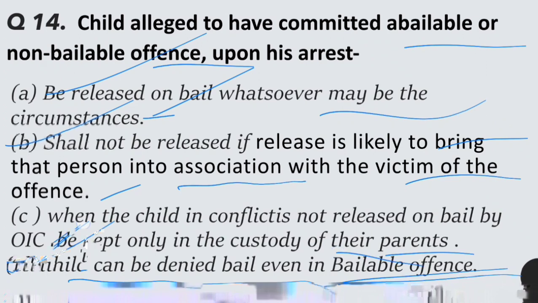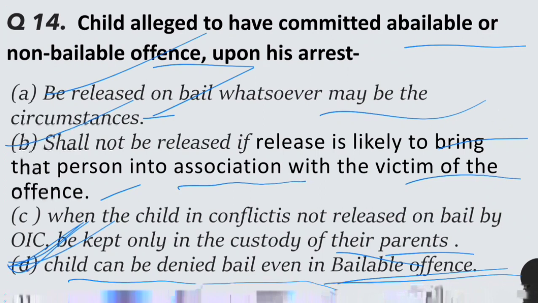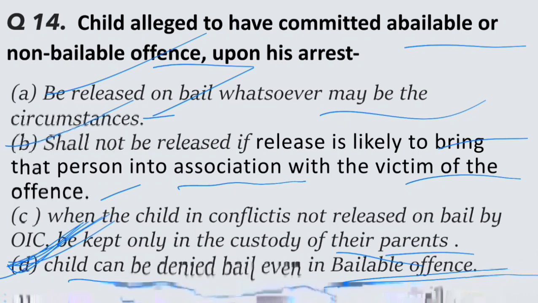So that's why D is the correct option, because even if the offence is bailable, if there are circumstances where the child has some threat of involving with other criminals, or some danger, then even in bailable cases he can be denied bail. Instead he can be sent to observation homes or place of safety. So that's why D is the correct option.